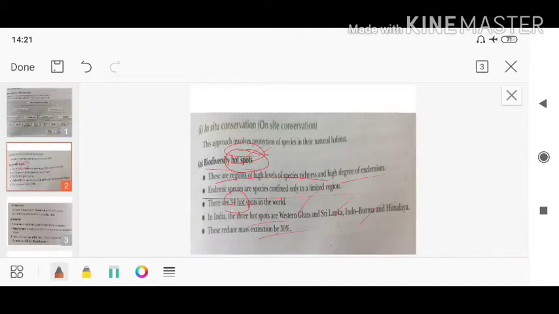We have to conserve these hotspots. In these hotspots, humans are not allowed to enter and come out just like that, and they are preserving them in their natural habitat. How much percentage are they?